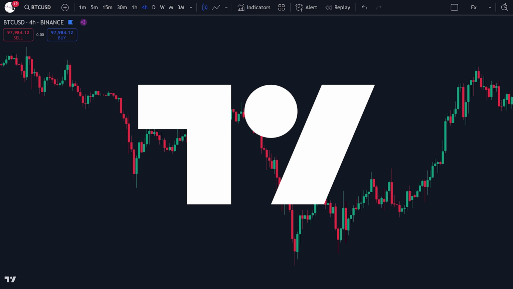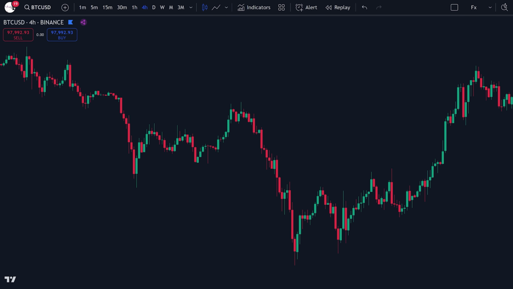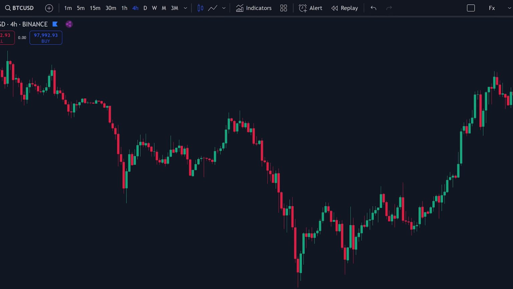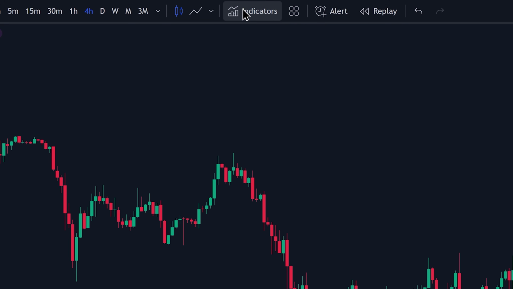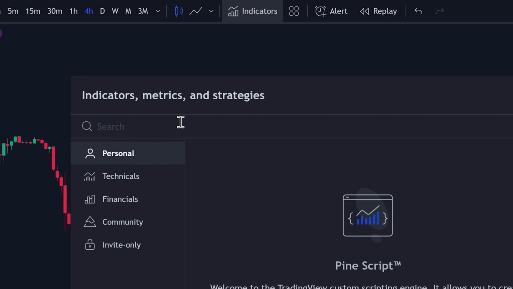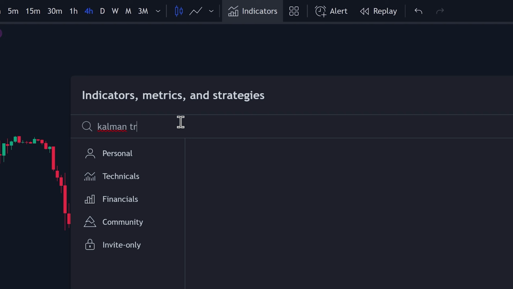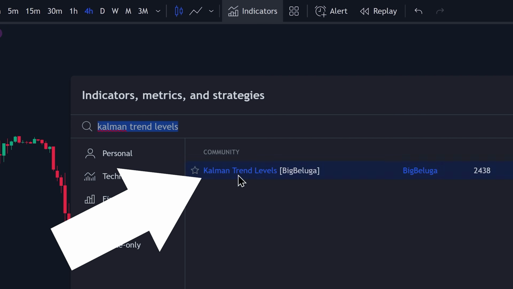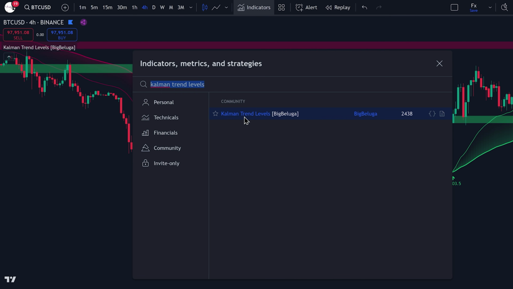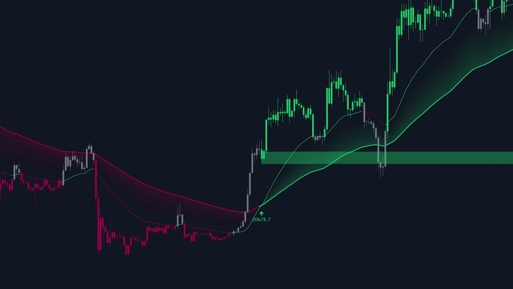How to add it to your TradingView chart. Click on Indicators at the top of the TradingView interface. Search for Kalman Trend Levels. Select it, and the indicator will instantly apply to your chart. Let's explore the key features of the indicator.